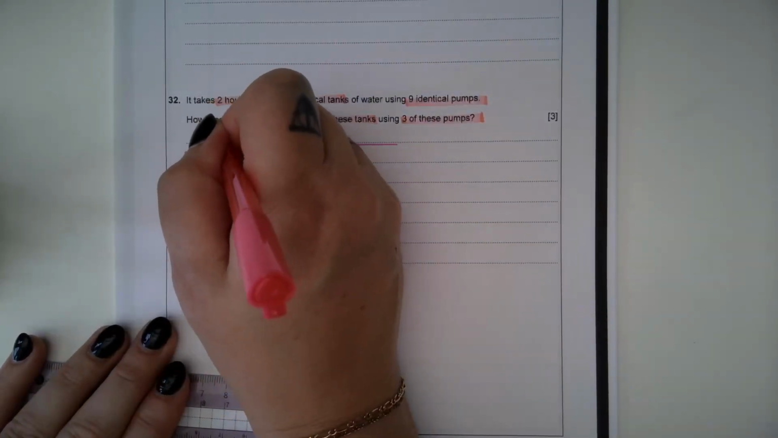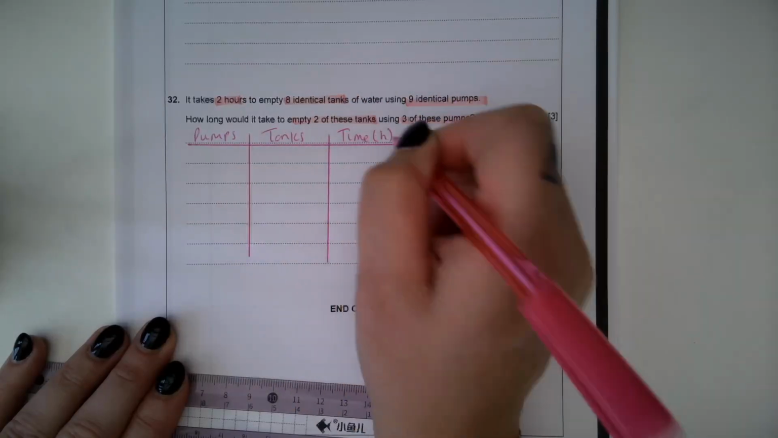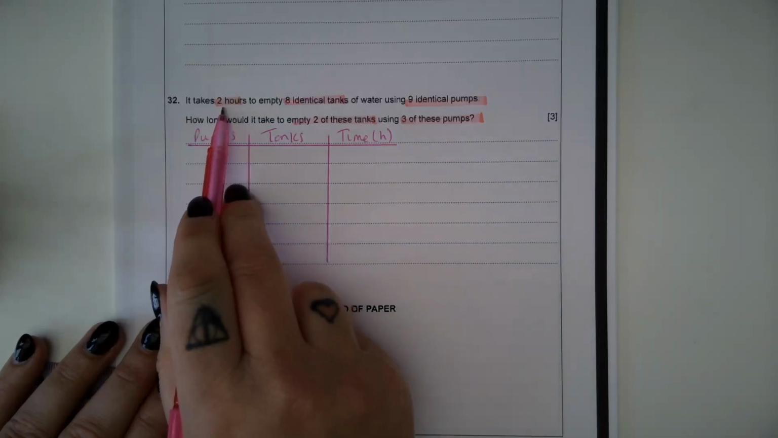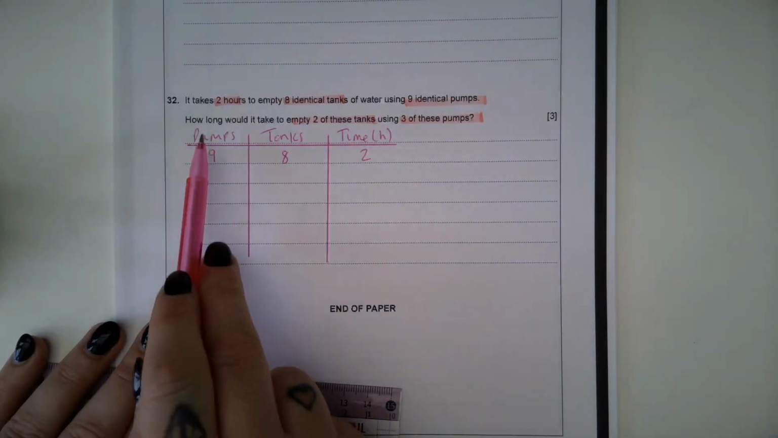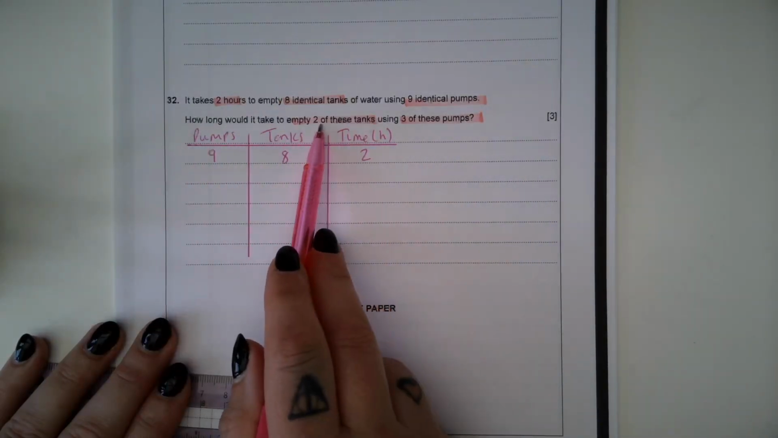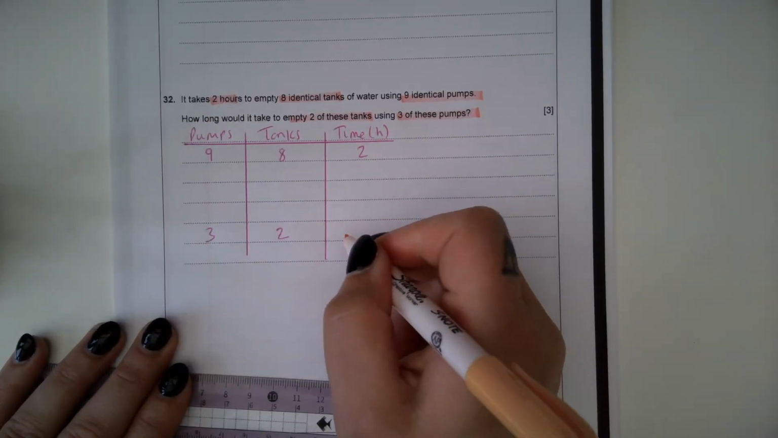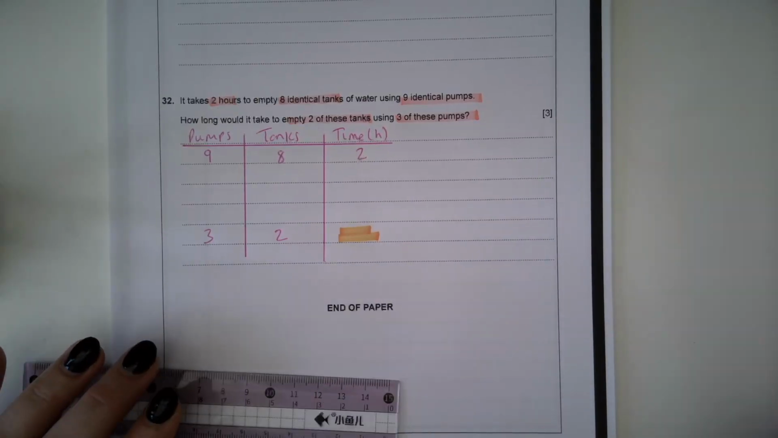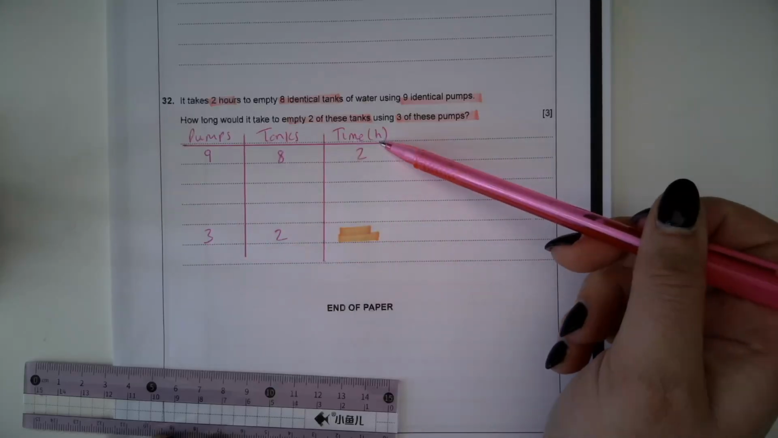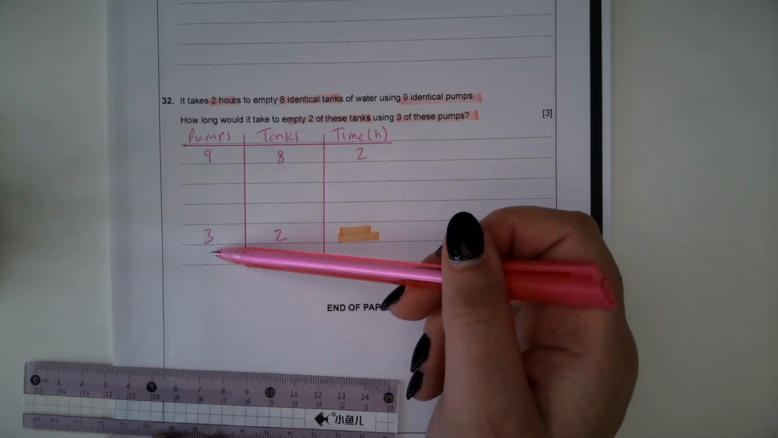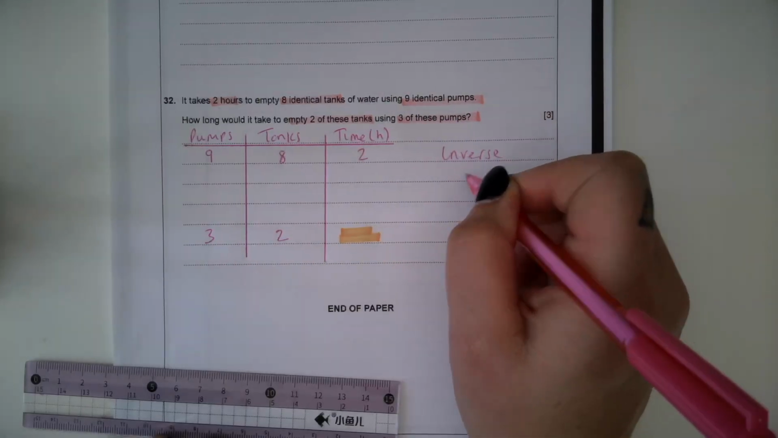So let's have the number of pumps, the number of tanks, and then the time it takes in hours. So 2 hours, 8 tanks, 9 pumps. We want to know how long it's going to take to empty 2 tanks with 3 of these pumps. So we're aiming for this time here. Now, what's happening here is the number of pumps is decreasing, but the time is going to increase, because if there's less pumps emptying those tanks, it's going to take longer. So we're dealing with inverse proportion here.